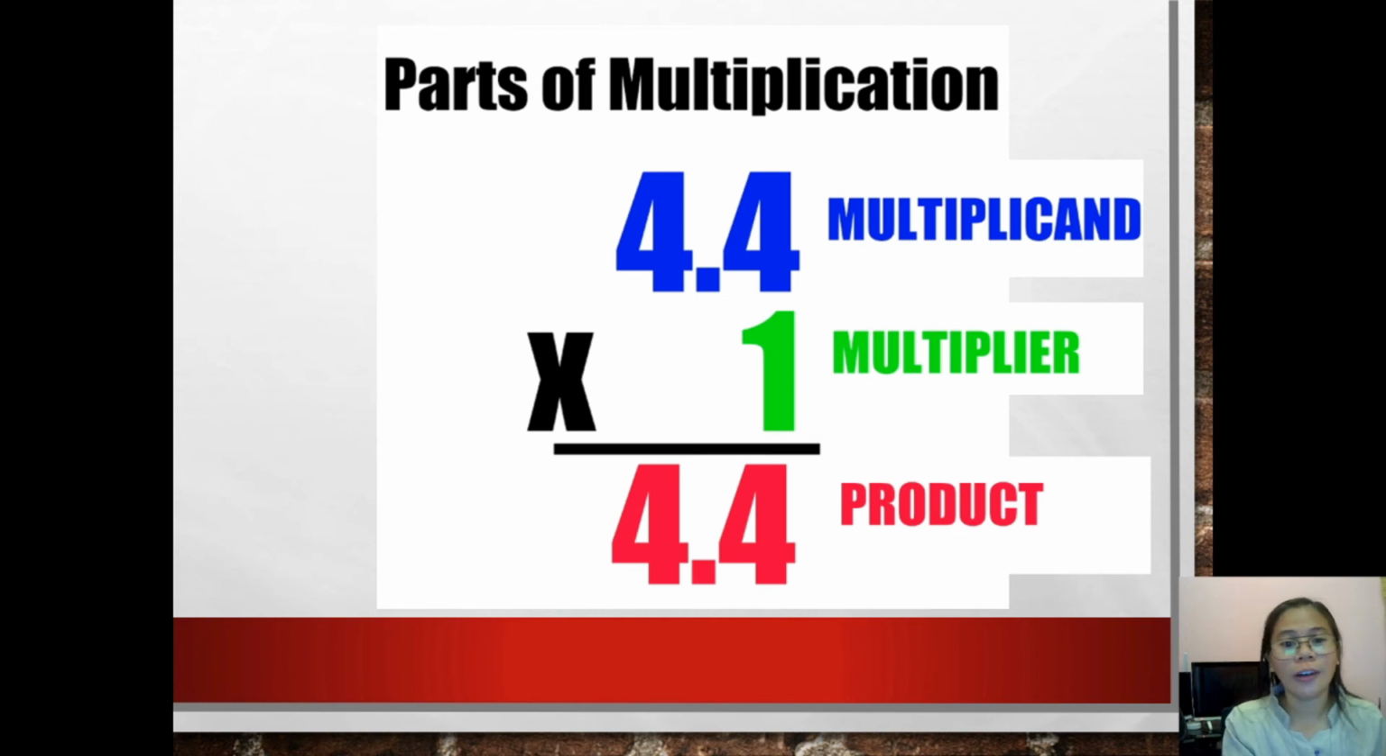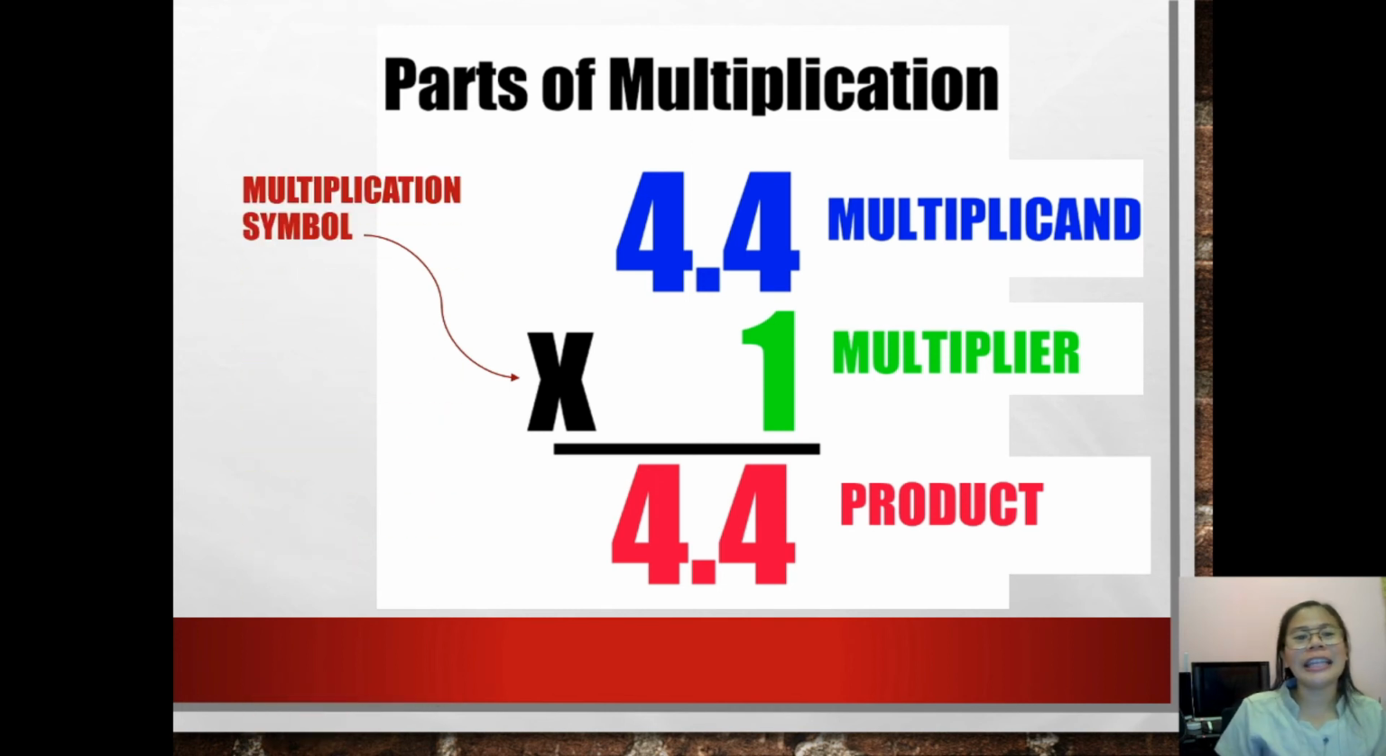Okay. Next, what do you call this? Very good. That is the multiplication symbol. So those are the parts of the multiplication. We have the multiplicand, the multiplier, the product, and your multiplication symbol. Congratulations! You got the correct answers.